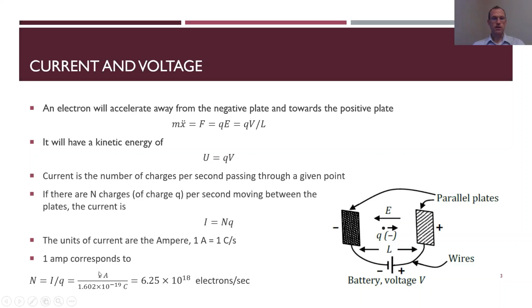And so based on the fact that I know what 1 amp is, and the charge of 1 electron is 1.6 times 10 to the negative 19 coulombs, the total number of electrons flowing past a certain point to give me 1 amp is 6.25 times 10 to the 18th electrons per second. So that's what 1 amp of charge is related to: how many electrons are going through your wire or electric circuit or whatever it is.